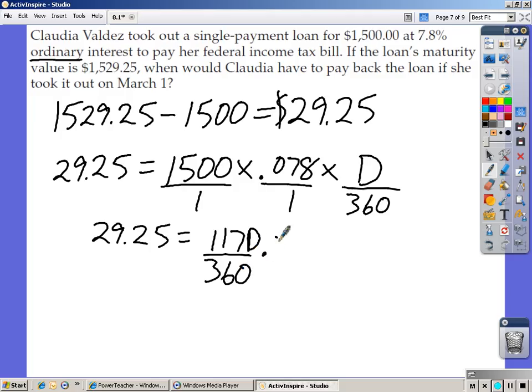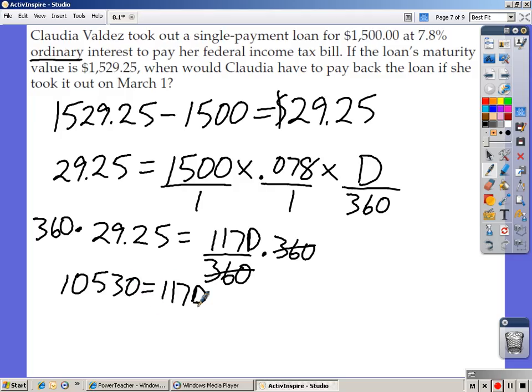Multiply both sides by 360. 360 is going to cancel on the right side. Now 360 times 29.25 is 10,530 equals 117D. Divide both sides by 117. And you get 90 equals D. So that means that she's going to pay off her loan in 90 days.